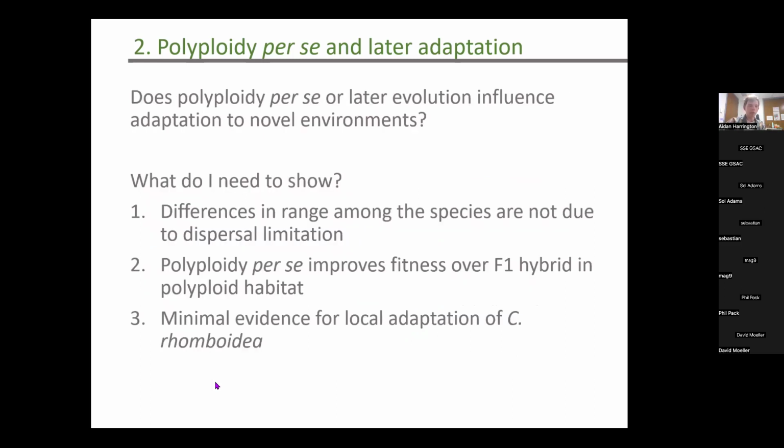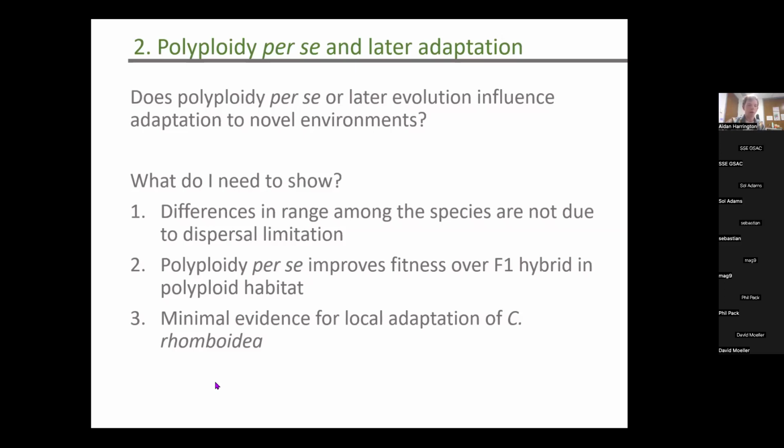Okay, so to actually answer this question, what do I need to show exactly? Or what do I aim to show? So essentially, I'm going to talk about a field experiment that I'm setting up to get at three different things that I need to show here. One is that differences in range among the species are not due to dispersal limitation. So basically confirming that the fact that these species live in different sites is not just because they haven't dispersed there.